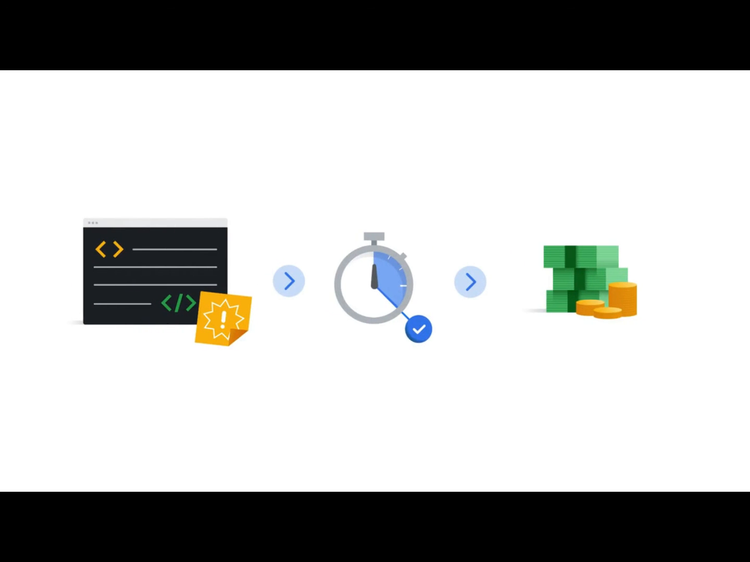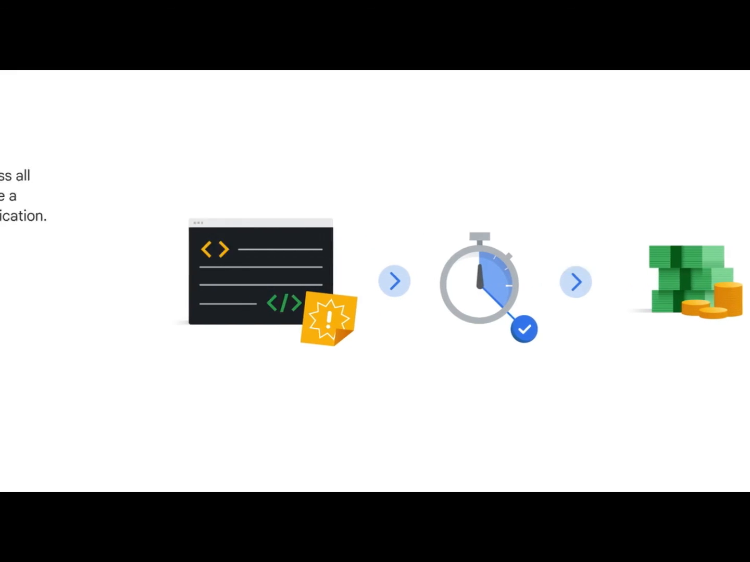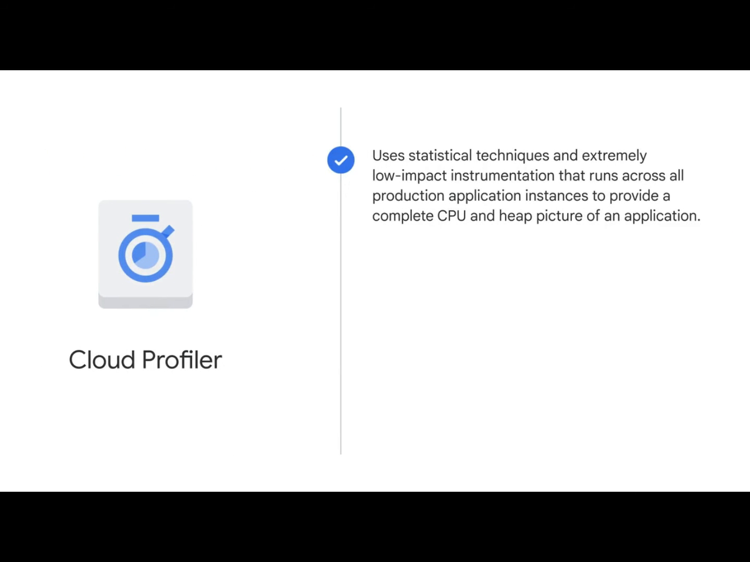Poorly performing code increases the latency and cost of applications and web services every day, without anyone knowing or doing anything about it. Cloud Profiler changes this by using statistical techniques in extremely low-impact instrumentation that runs across all production application instances to provide a complete CPU and heap picture of an application without slowing it down.